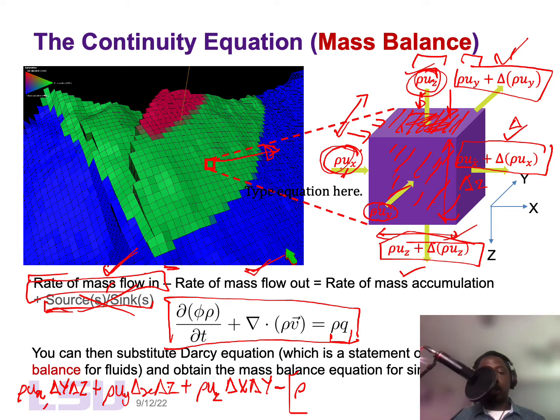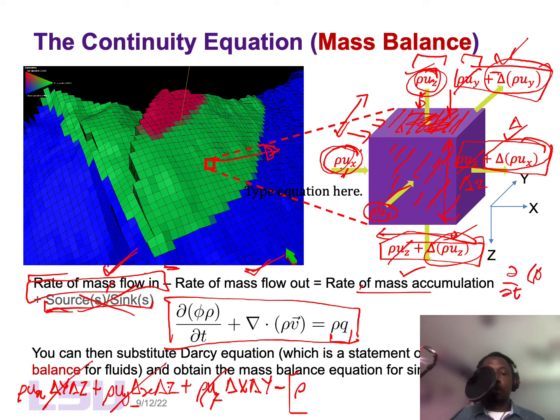What I was saying is you will see this term is going to cancel out this first term, and this one cancels out this term, and this one cancels out the last term. All you're left with is the negative of this term multiplied by the corresponding areas, minus this one, minus this one. So those three negative terms will be on the left-hand side. And the right-hand side is the rate of mass accumulation, which is basically d dt of phi rho.